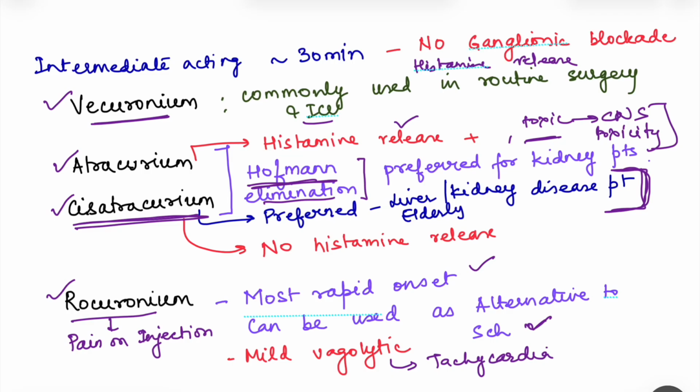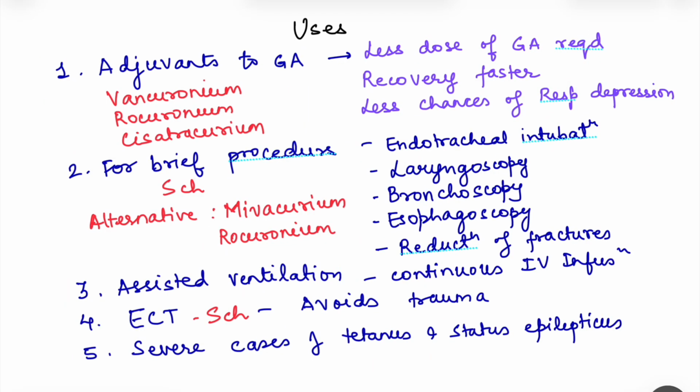Fine. So what are the uses of the neuromuscular blockers? Neuromuscular blockers can be used as adjuvants to general anesthetics that I have discussed in the beginning of the video, because this will cause less dose of general anesthesia to be required. Recovery will be faster, and there are less chances of respiratory depression. The common ones which are used are pancuronium, rocuronium and cisatracurium.